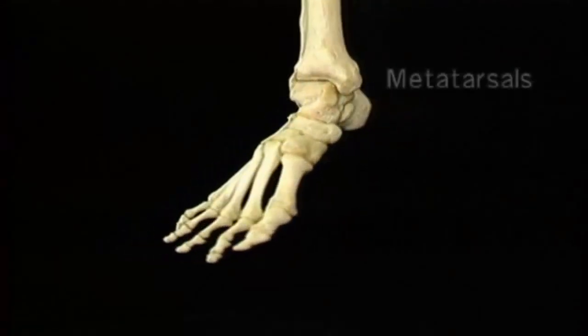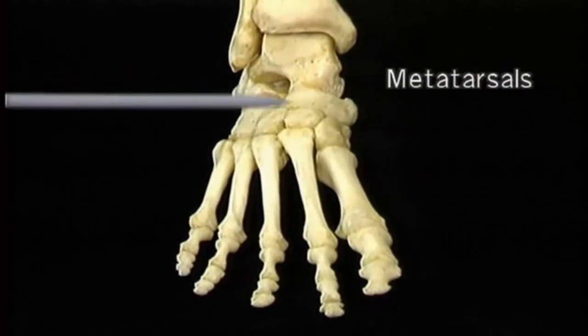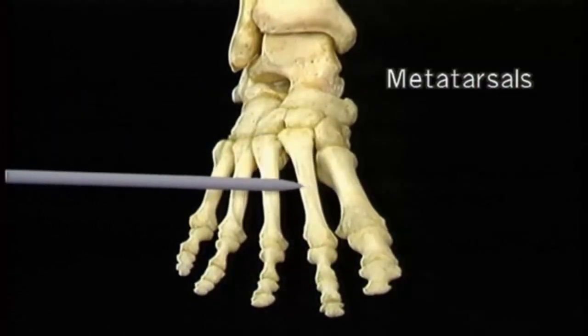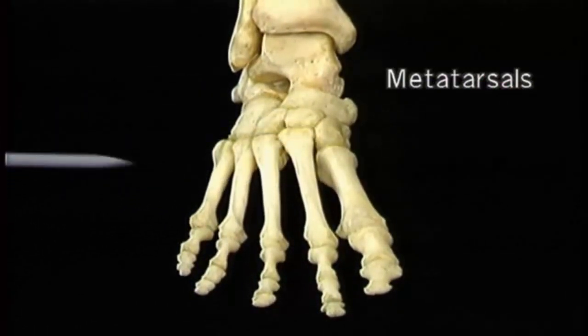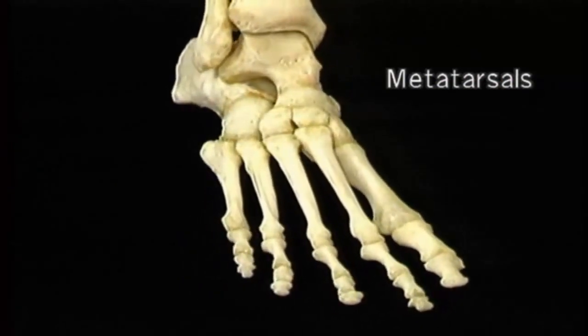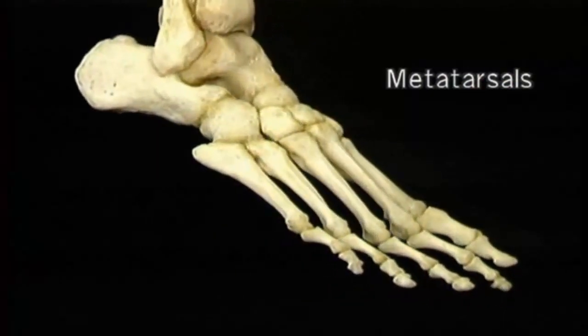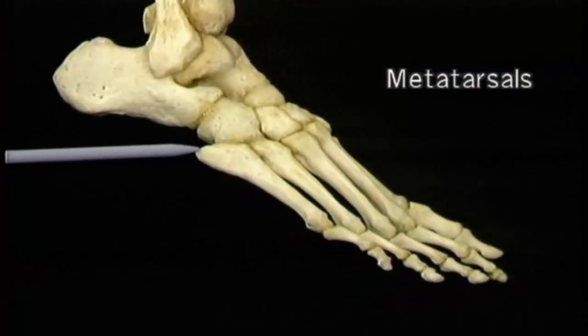Now we'll look at the metatarsals. Like the toes, the metatarsals are numbered 1 through 5. The first metatarsal is more massive than the others. The second metatarsal is the longest. On the base of the fifth metatarsal, there's a prominent tubercle.